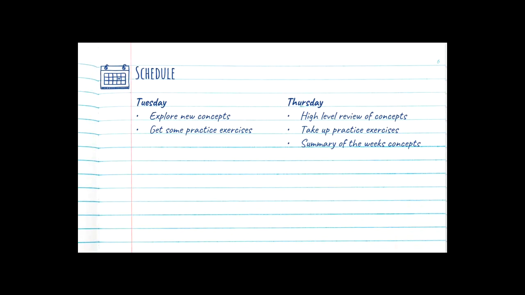Continuing on, we're going to talk about the schedule of how you can expect the videos to come out. We're going to do Tuesday and Thursday videos. Tuesday, we're going to go in and look at some new concept. We'll talk about whatever the idea is and explore that with some practice exercises given at the end of the session. That way we have some points to discuss, some things to think about.